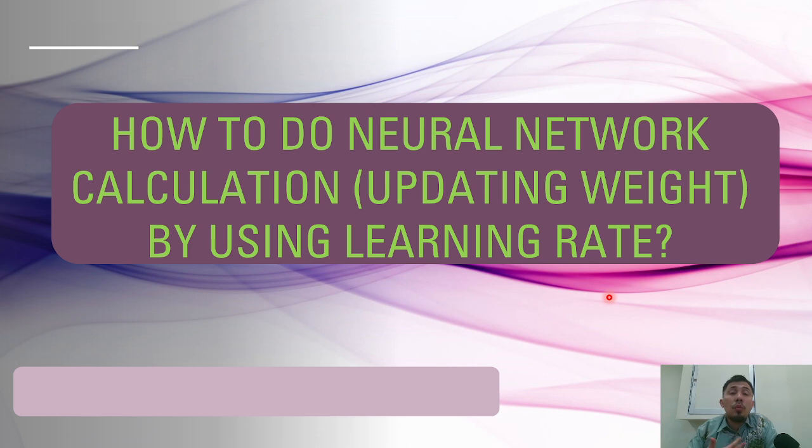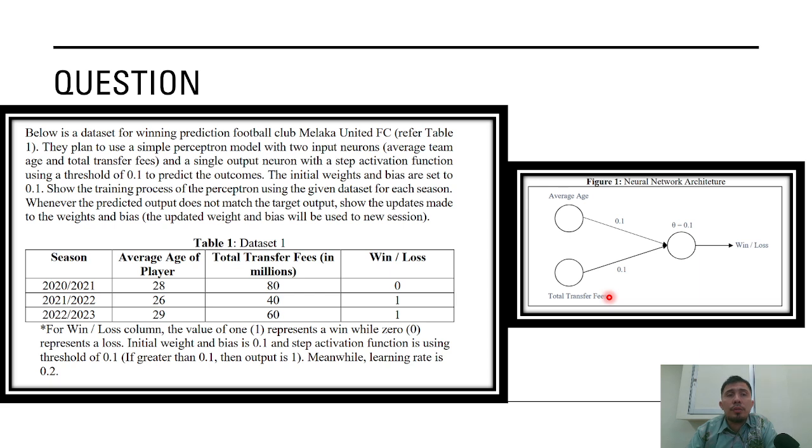Today I will teach you how to do a neural network calculation, which is updating weightage by using a learning rate. This is just a simple explanation. As we know, a neural network consists of three basic layers. First is the input, second is the hidden layer, which is doing the calculation, and the last one is the output.